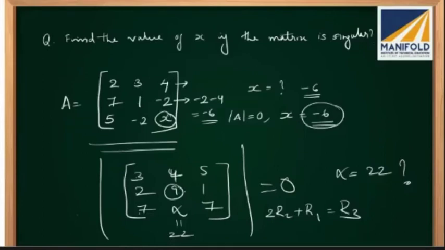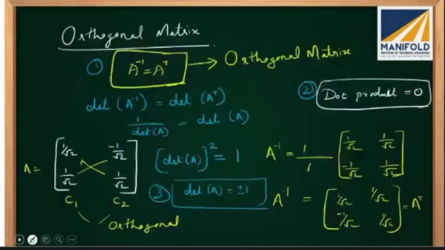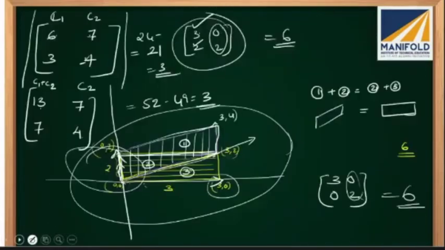22 is the correct answer, because we can easily think of these singular matrices as one row or one column being linearly dependent on other columns or rows. This is the basic idea of determinant equal to 0. I hope the ideas are clear. So we will move on to our next topic.